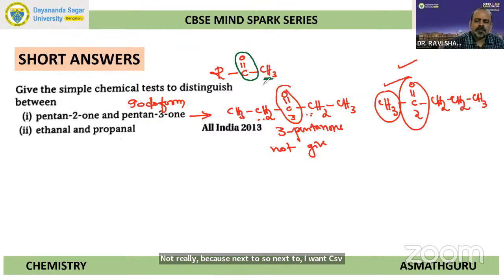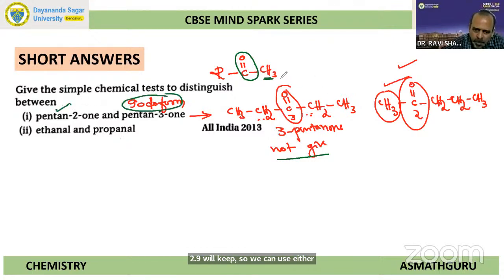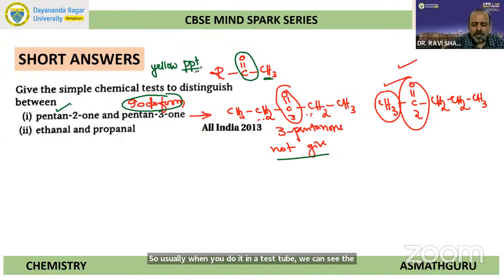A methyl carbonyl. That is not there in pentan-3-one, so it will not give the test. Pentan-2-one will give it. So we can use iodoform, and iodoform always gives a yellow precipitate. When you do it in a test tube, we can see the yellow precipitate and say, oh, pentan-2-one is present.